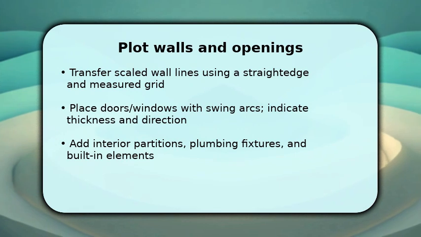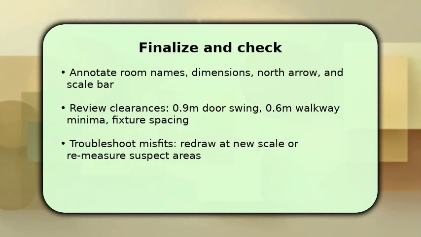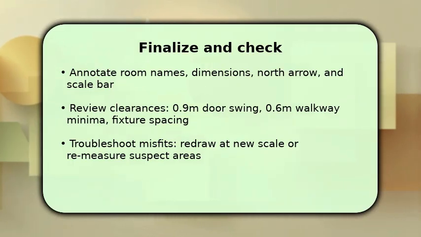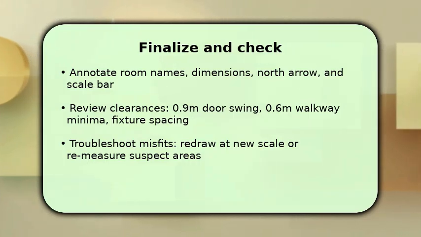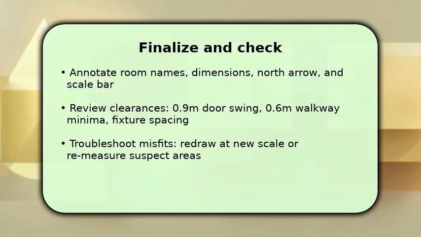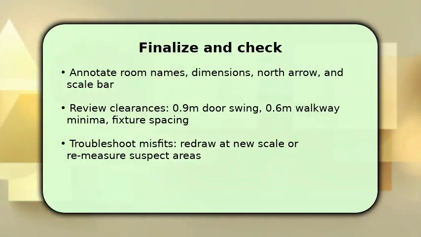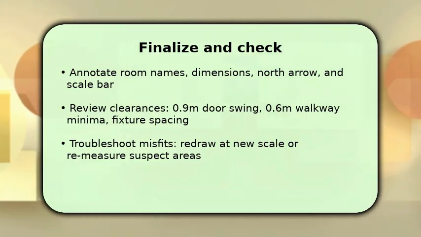To complete the plan, add labels, dimension chains, a north arrow, and a clear scale bar so others can read it. Verify functional clearances. Make sure door swings and circulation paths have at least standard minimums because usability depends on them. Inspect plumbing and structural lines for conflicts. If something doesn't fit, remeasure that area and redraw locally rather than altering the whole plan. If errors persist, try a larger scale or trace a fresh sheet to avoid cumulative mistakes.